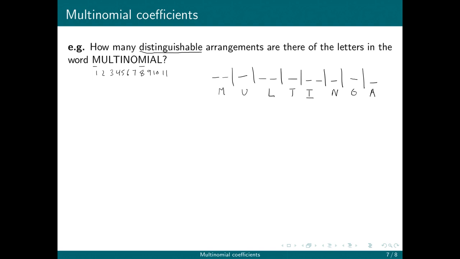So let's say I shuffle all 11 blanks, and I get that the second and the 10th characters are going to be an M. Maybe the third character will be a U. Maybe the 8th and 6th characters will be an L. Maybe the 5th character will be a T. Maybe the 9th and 1st characters will be I's. Now I have to start thinking about what I've not had yet. The 4th character can be an N. The 11th character will be the O. And who is left? 7. The 7th character will be an A. And that gives me an arrangement of the word multinomial.